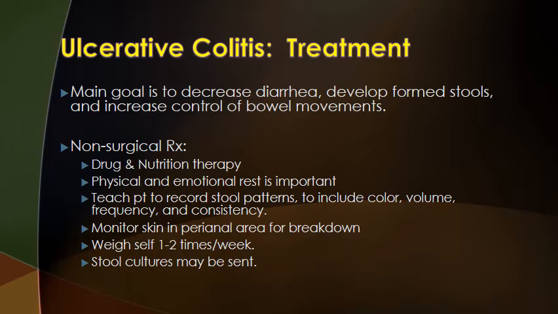Teach the patient to record the stool patterns to include the color, volume, frequency, and consistency. They need to monitor their skin in their perianal area for breakdown. Stool is very acidic and will cause skin breakdown. And get the softest toilet paper out there. I know I say that and you guys might laugh, but it's true. They really need to have really soft tissue paper, and I can't remember what agency, but whoever deals with colitis and IBD, the national agency, they have special wipes for patients that deal with this to help preserve that skin breakdown in the perianal area.